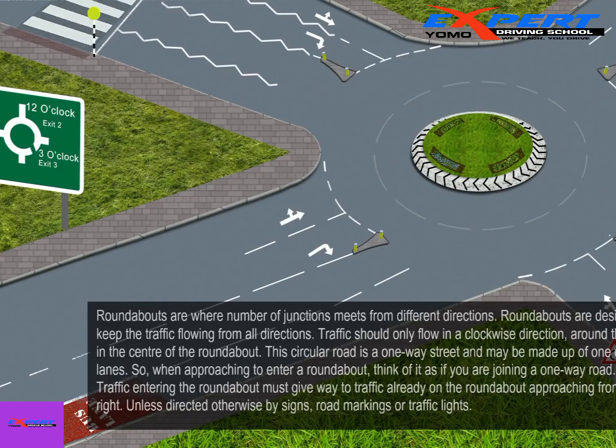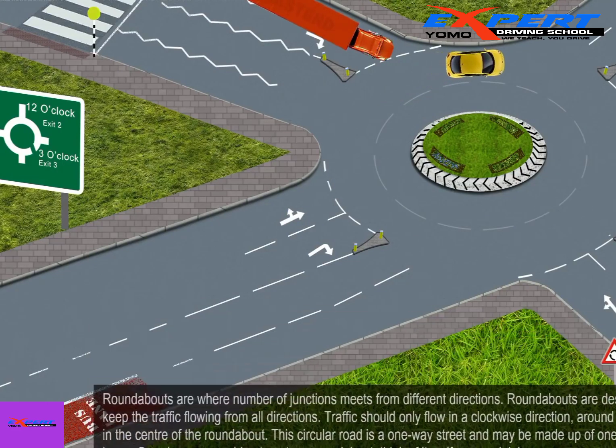Traffic should only flow in a clockwise direction around the island in the center of the roundabout. This circular road is a one-way street and may be made up of one or more lanes. So, when approaching to enter a roundabout, think of it as if you were joining a one-way road. The traffic entering the roundabout must give way to traffic already on the roundabout approaching from the right, unless directed otherwise by signs, road markings or traffic lights.